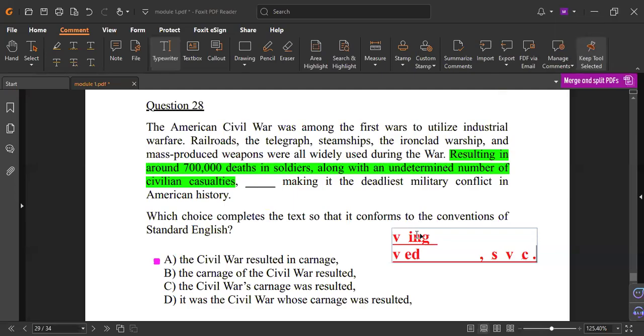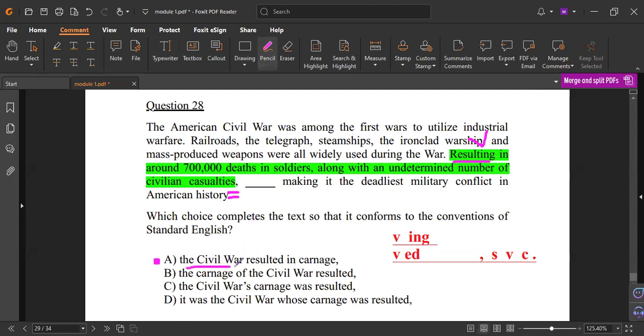Yeah, as I told you in the test, you will find many questions this way. The beginning starts with verb plus ing. Ask yourself logically, who did this action? The subject comes after the comma. So now, where is the subject?